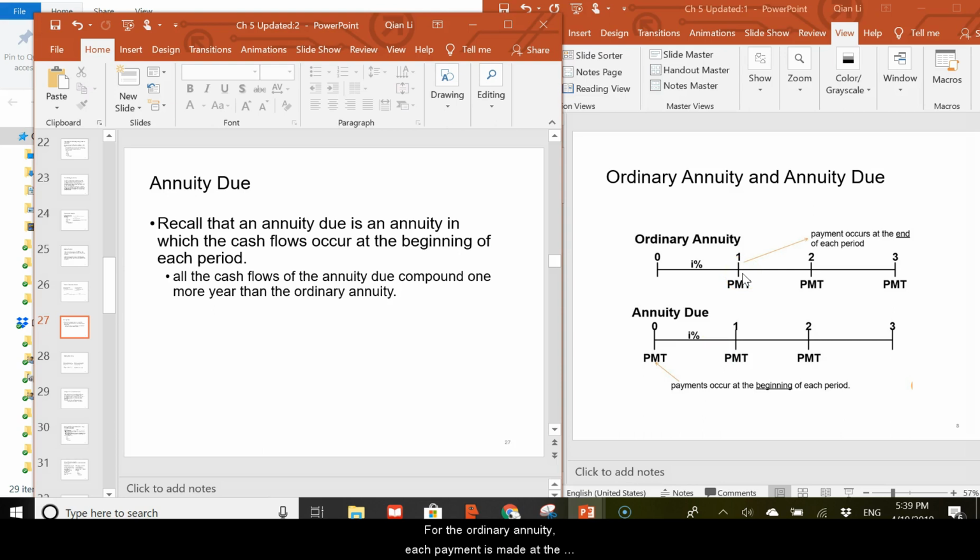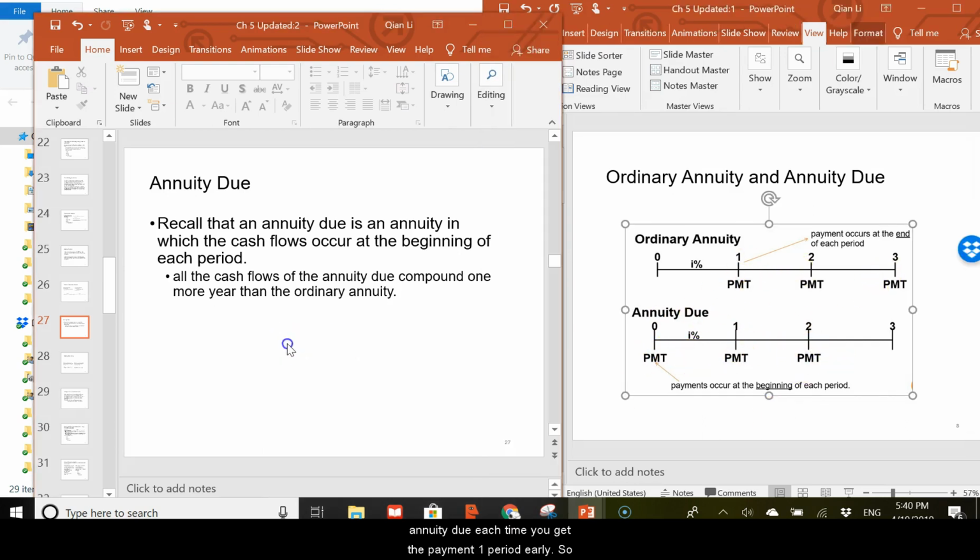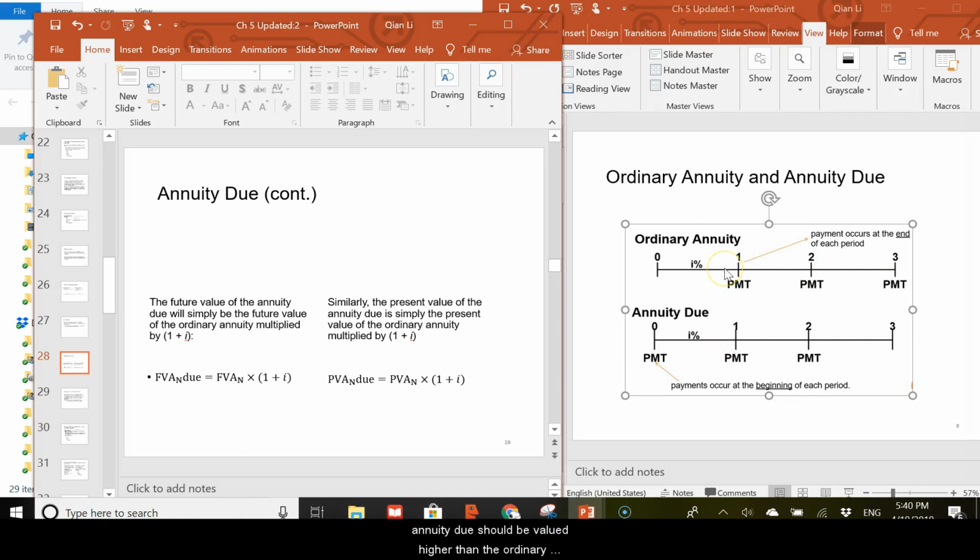For the ordinary annuity, each payment is made at the end of each year or each period, while for the annuity due, each payment is made at the beginning. So if you look at this 3-year annuity due, it is like moving this whole 3-year ordinary annuity 1 year ahead. So if you prefer to receive money earlier, then you would prefer annuity due, because under this annuity due, each time you get the payment 1 period early. So annuity due should be valued higher than the ordinary annuity. And how much higher? We say it's about 1 plus i times higher.